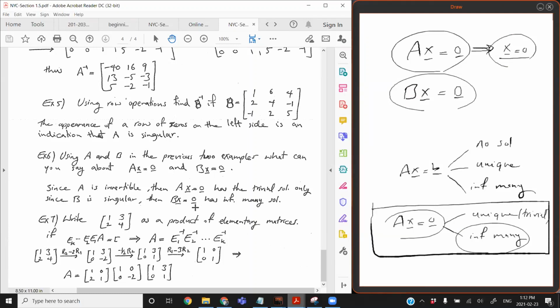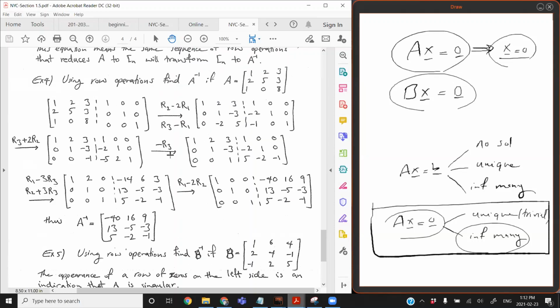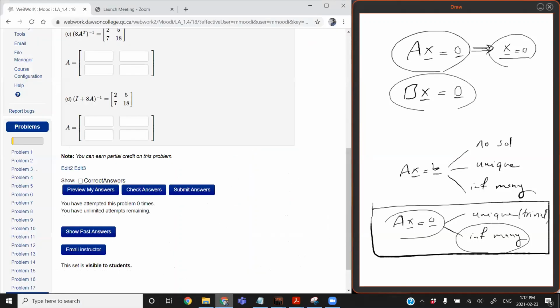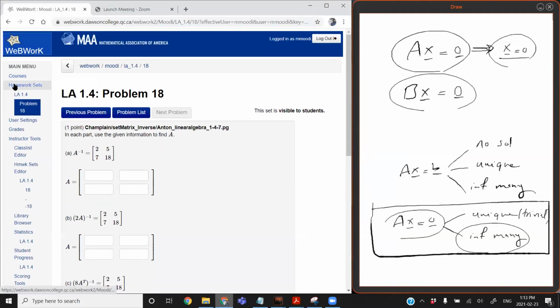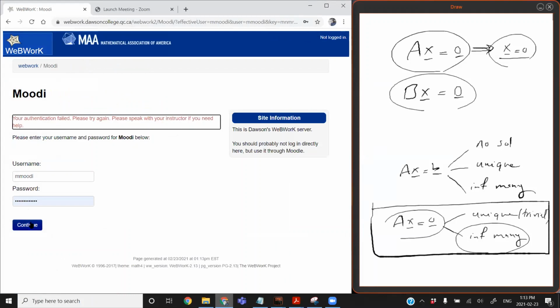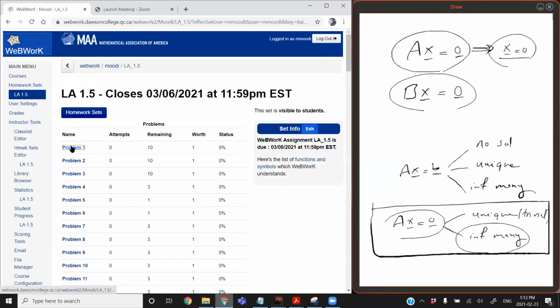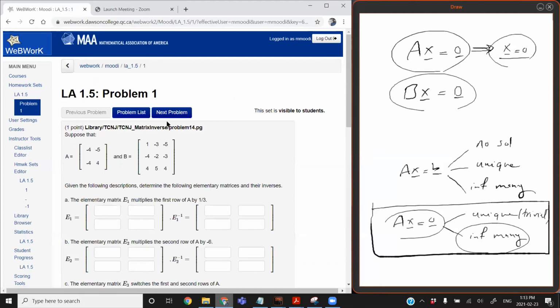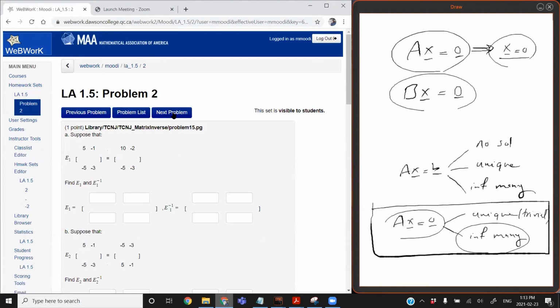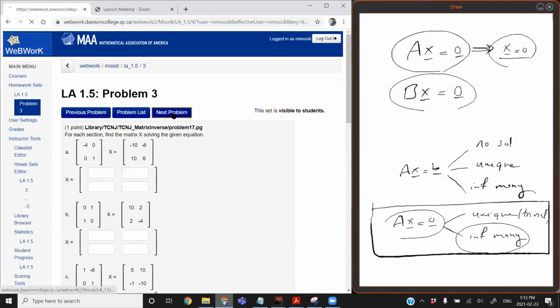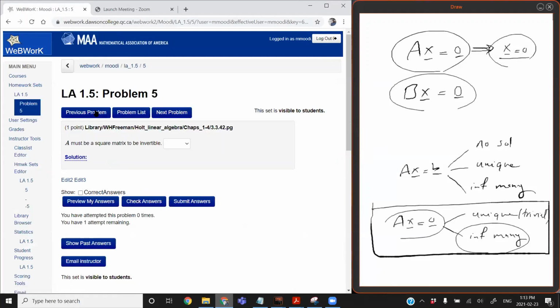Okay, so before I do the last example, I want you to practice the inversion algorithm. For that reason, I want you to go to the homework set, exercise set 1.5, and do a problem with the inversion algorithm.